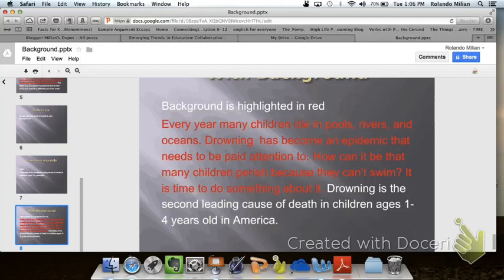Every year, many children die in pools, rivers, and oceans. Drowning has become an epidemic that needs to be paid attention to. How can it be that many children perish because they can't swim? It is time to do something about it. Drowning is the second leading cause of death in children ages 1 to 4 years old in America.